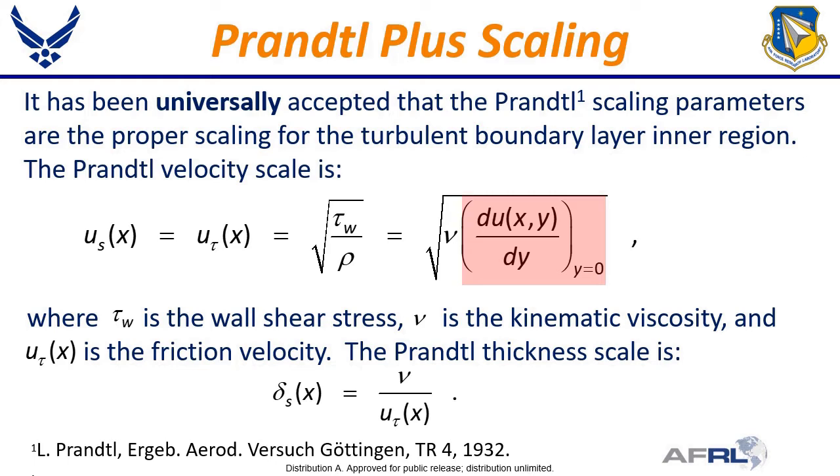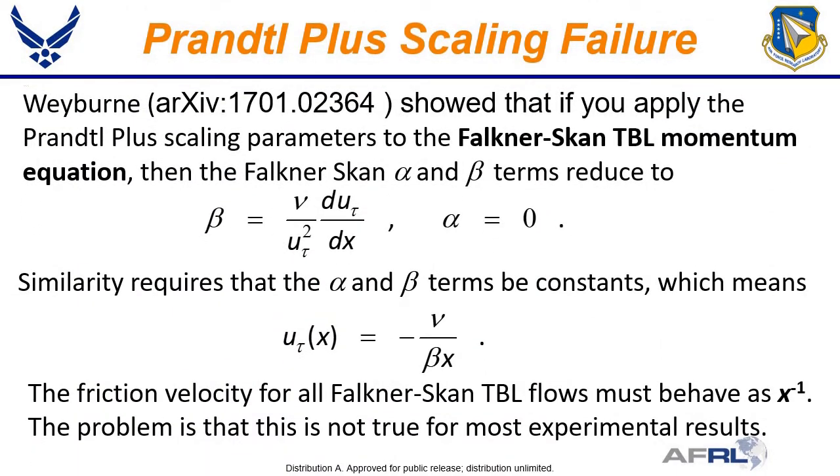However, his method is not the only way to go from a velocity derivative to a length and velocity scale, as we will see shortly. There are some known problems, but overall the Prandtl Plus scaling has been considered universal for the past 80 years. That is, until recently. In a paper available at archive.org, I showed that the Prandtl Plus scaling has a big problem. If you apply the Prandtl Plus scaling parameters to the Faulkner-Skan turbulent boundary layer x momentum equation, then the Faulkner-Skan alpha and beta terms become the expressions shown here.